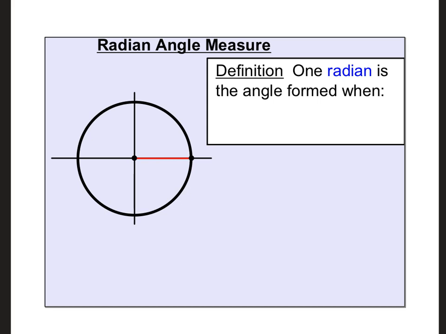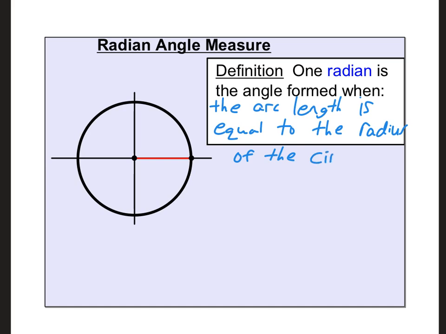Okay, so here's the deal. Let me give you the definition, and then we will visualize it here. So 1 radian is the angle formed when the arc length, and we'll talk about what that is, is equal to the radius of the circle.